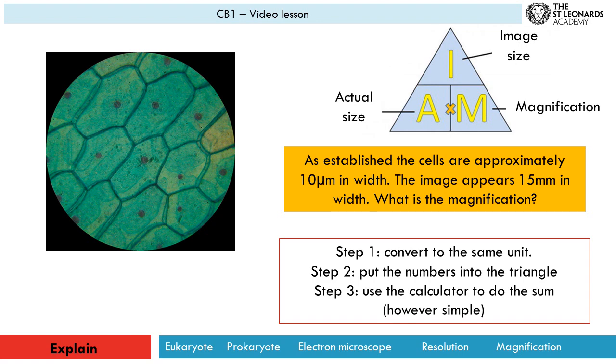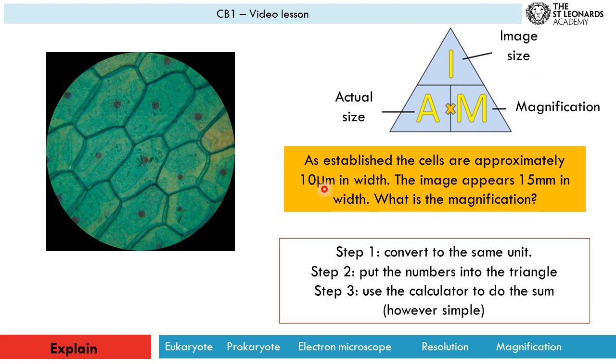As established, the cells are approximately 10 micrometers in width. The image appears, so it's looking at image size. It appears 15 millimeters in width. What is the magnification? So you have these two numbers. You've got the actual size, 10 micrometers, and the image size of 15 millimeters.